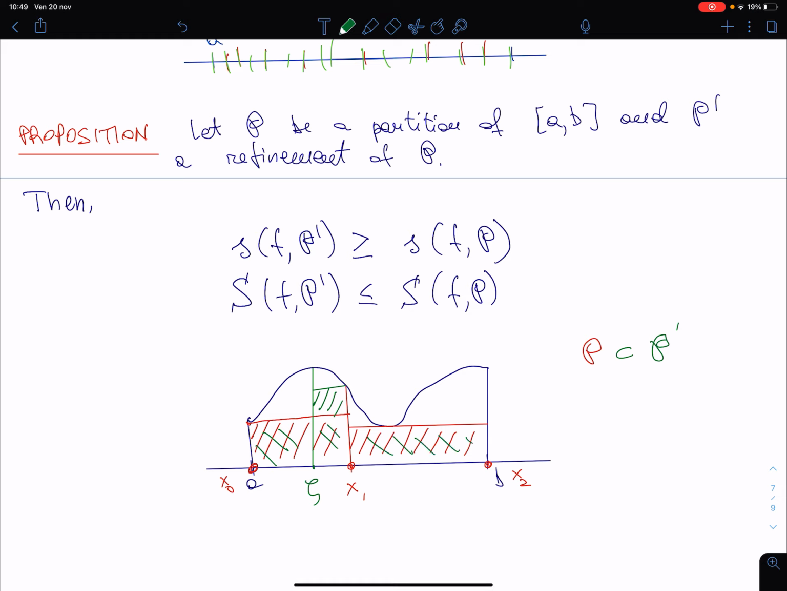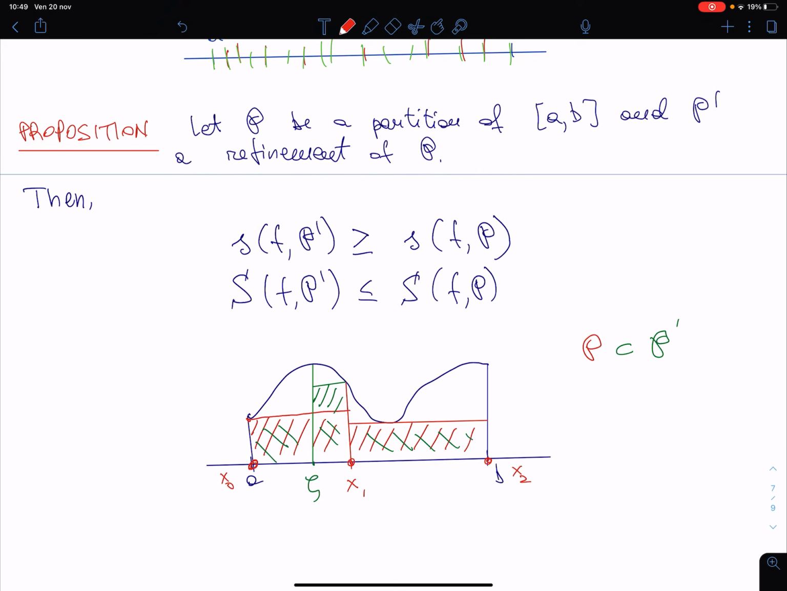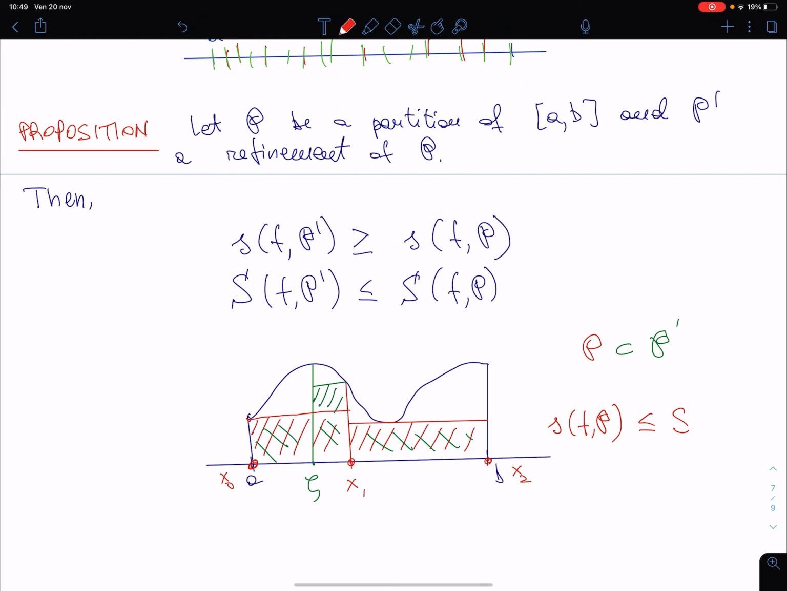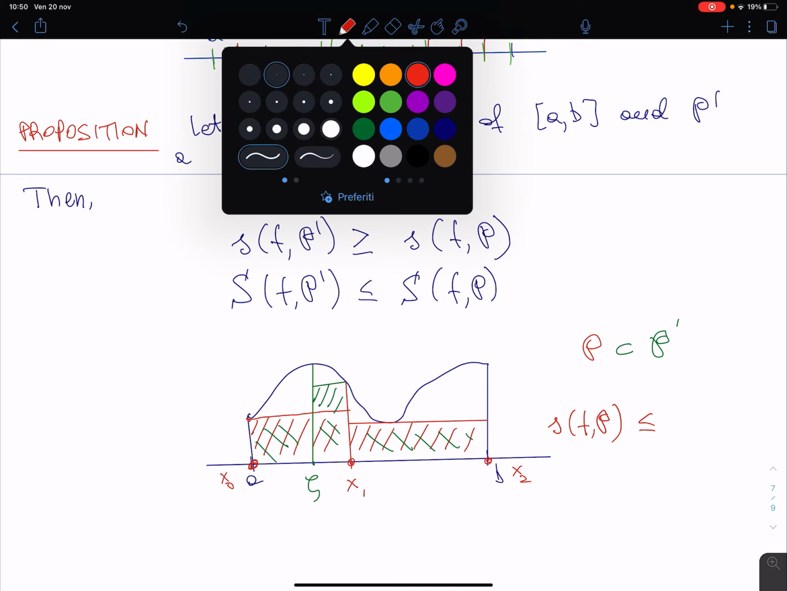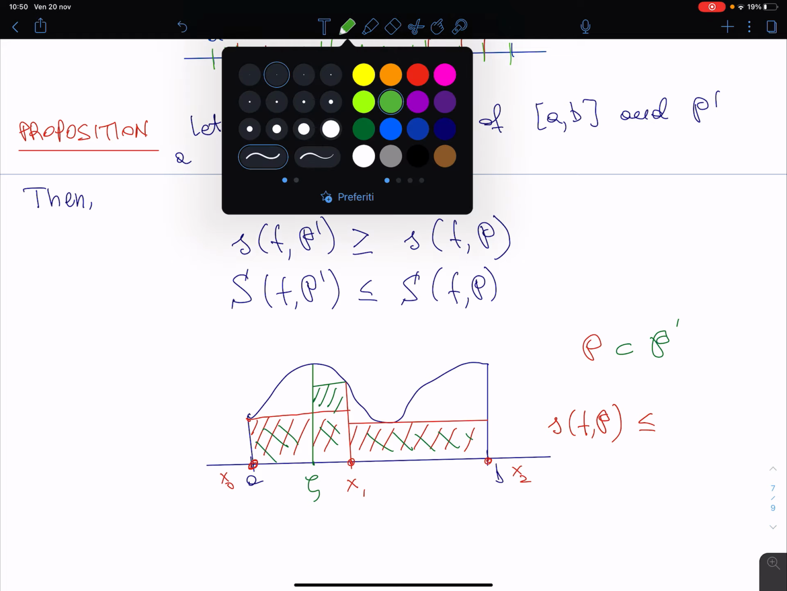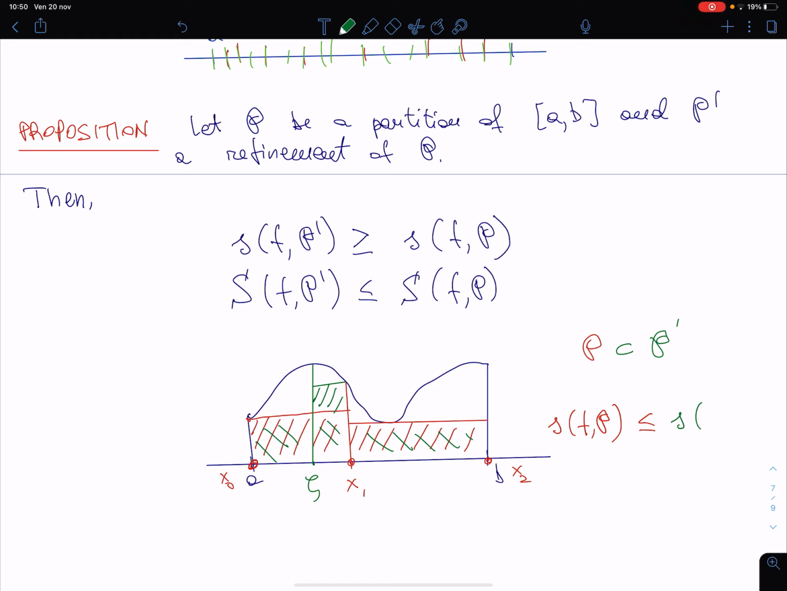And now, notice that the red area is smaller than the green area, which means that the lower sum of the function F with respect to the partition P is smaller than the lower sum of F with respect to P prime. But the larger a lower sum is, the better it is. So through this very simple refinement, introducing just one point Z, we got something better. It is not only less or equal, you can also write this. But this is not important, it is important this.